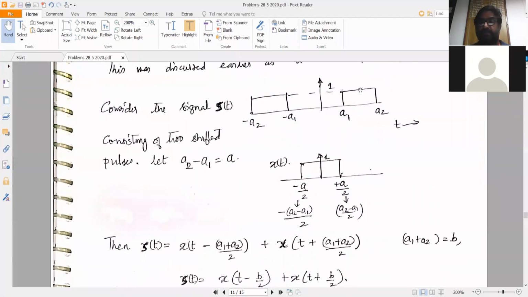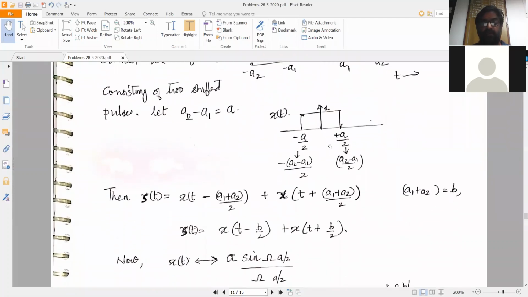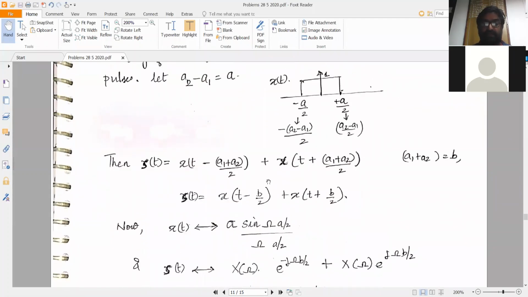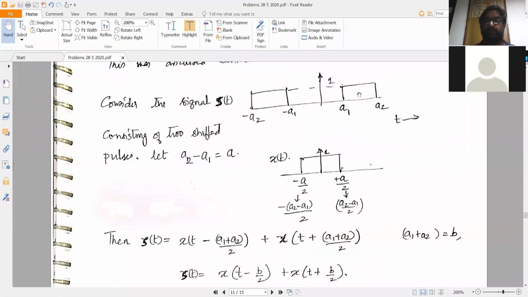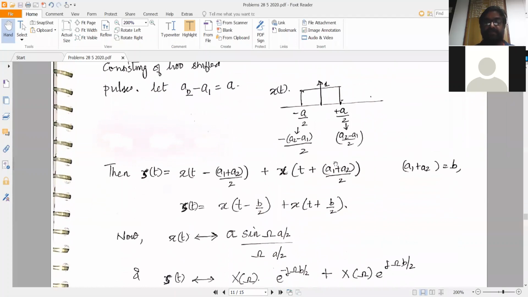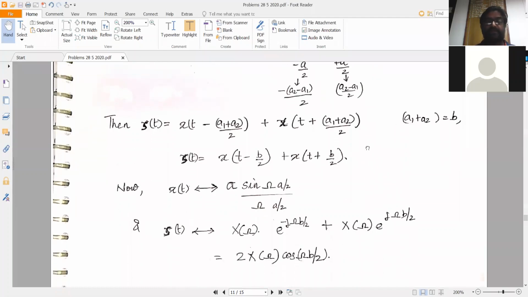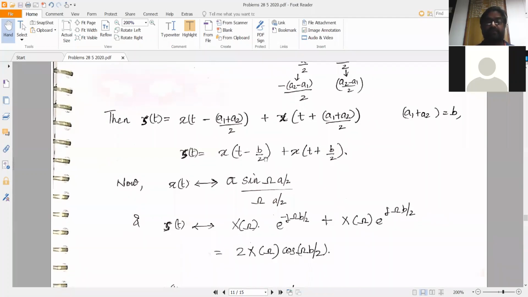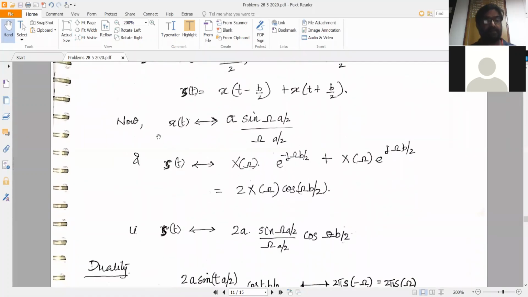We'll shift this here. Okay. You can very easily verify that this is a1 plus a2 by 2. So you have to shift by a1 plus a2 by 2 to get the causal part of this function. And this is shifted by a1 plus a2 by 2 in the negative direction to get the anti-causal part. So I will call a1 plus a2 as equal to b to simplify our expressions. So s of t is equal to therefore x of t minus b by 2 plus x of t plus b by 2.